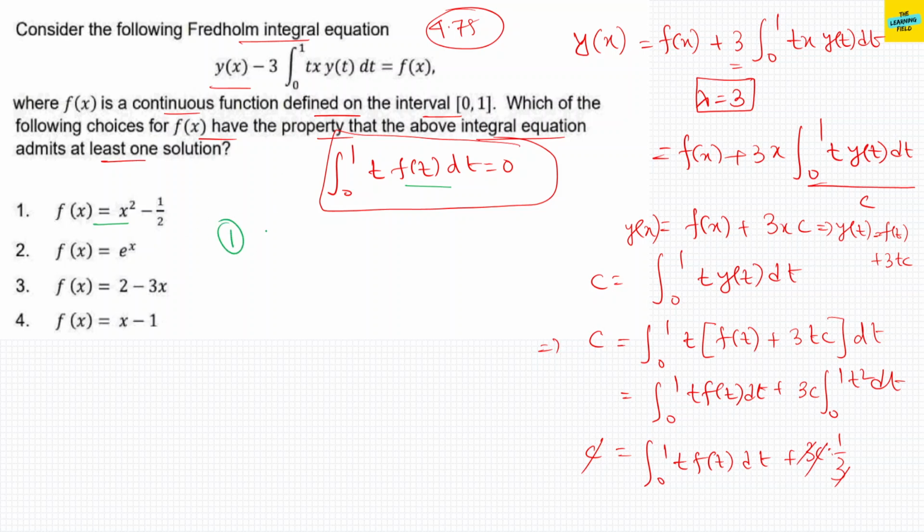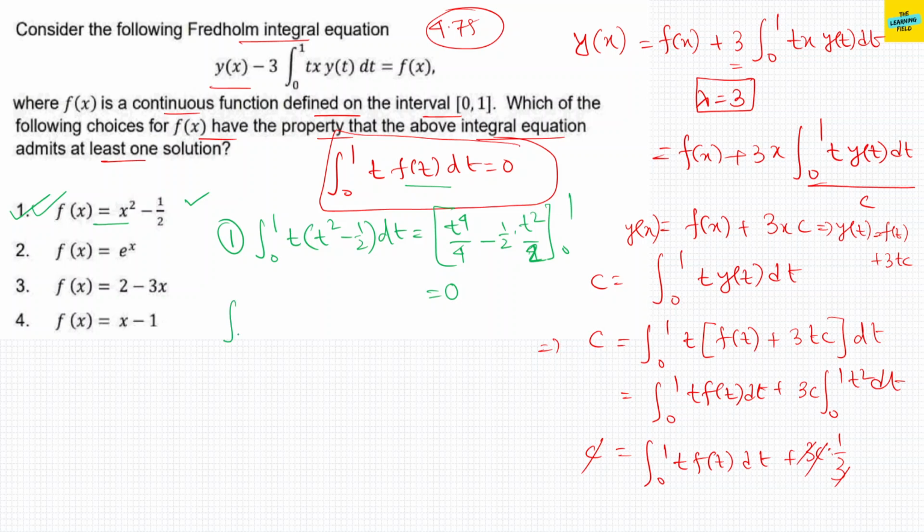So for option 1, ∫₀¹ t f(t) dt means ∫₀¹ t(t² − 1/2) dt, which equals t⁴/4 − (1/2)(t²/2). Now if we put the limits from 0 to 1, this is equal to 0. So this is satisfied, that is, this is a correct option.